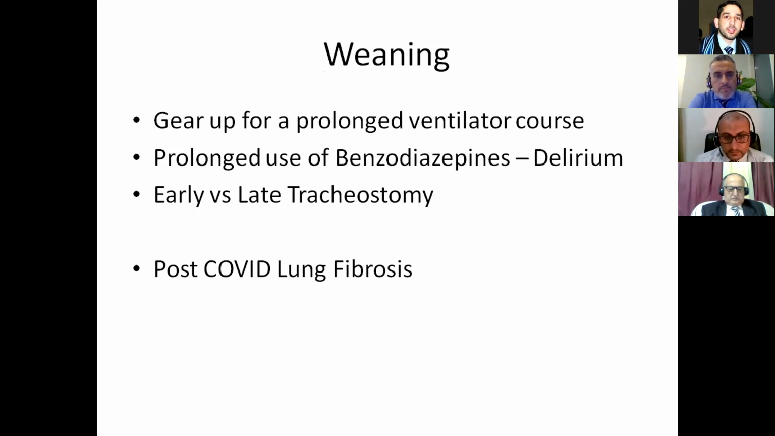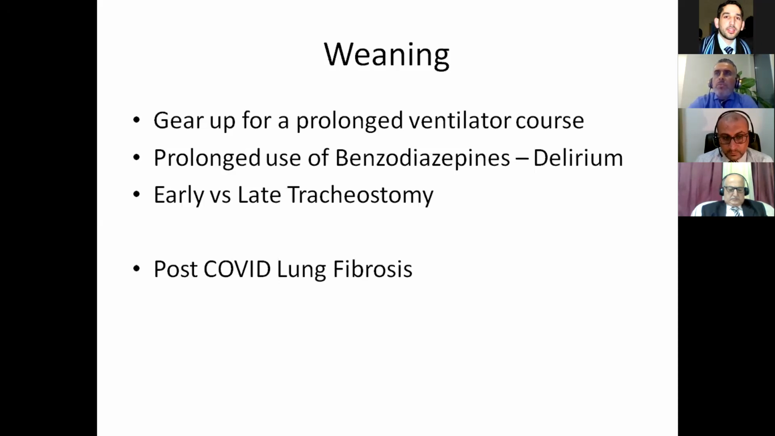So weaning, you have to be ready for a prolonged ventilator course. It is not like the other ARDS where you can expect the patient to improve rapidly. Here we have patients who have been on the ventilator for 15 days, 20 days. And also the other problem is these patients will require high doses of sedation and muscle relaxant, so they will have a lot of myopathy.